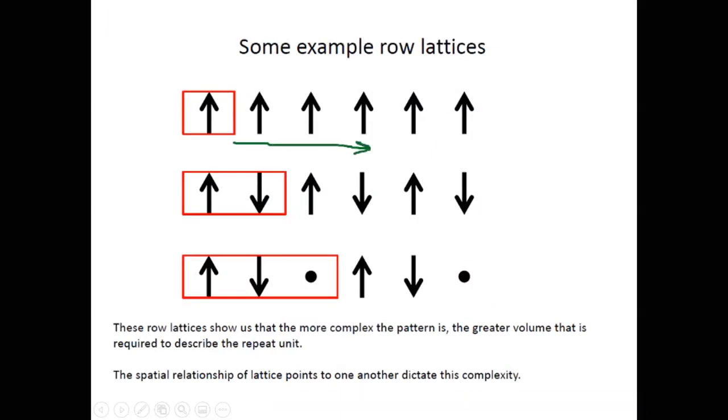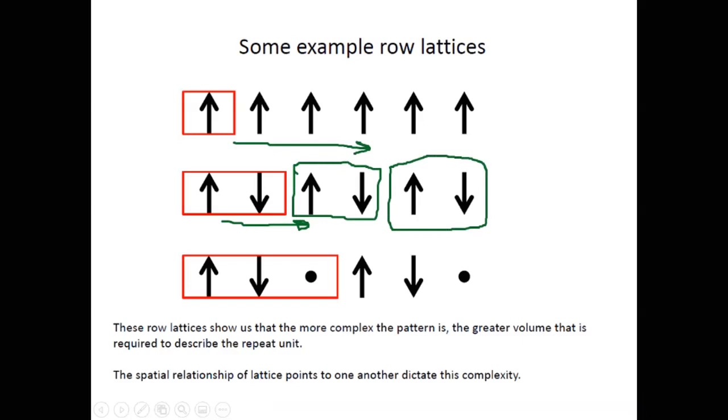But it can contain more than just one thing. So here we have an up and down arrow. Again, it gets repeated across the row. So the same repeat unit in 1 dimension. So the key thing is to find what gets repeated in the lattice. And then the last one, we have up arrow, down arrow, and a dot, and that's the repeat unit for this lattice here.